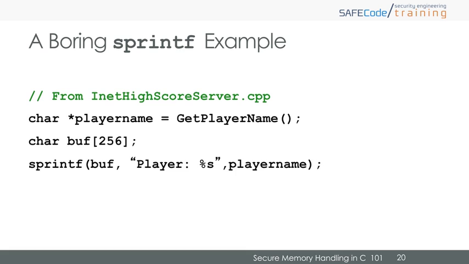Let's start with a straightforward sprintf example. Sprintf, just like strcpy, doesn't make any guarantees that the source data it's copying is going to make it into the constraints of the destination buffer. Let's consider code, for example, from an internet high-score server for games, where players connect over the internet and upload their player names and their high scores. This code on the server has to do a sprintf of player:space, followed by the player's name. There's no guarantee in this code that the player's name won't have exceeded 256 characters and won't overflow the buffer in the sprintf. In this case, it's better to use snprintf instead of sprintf.